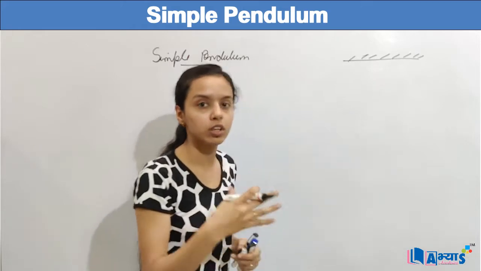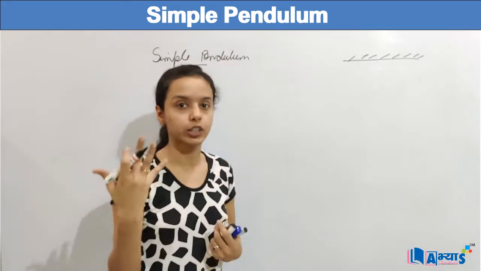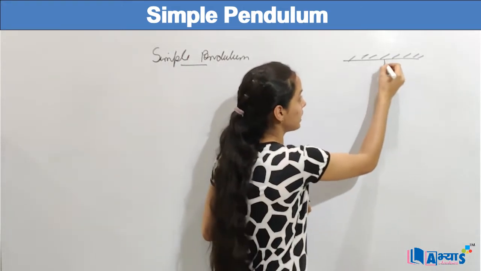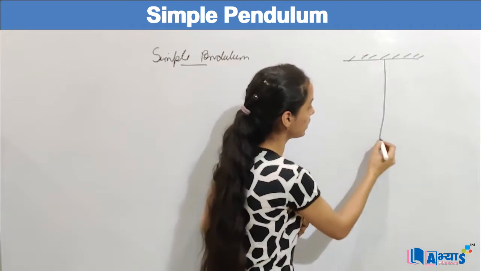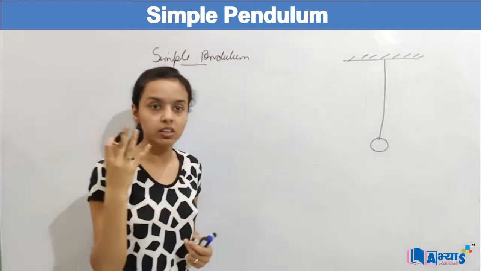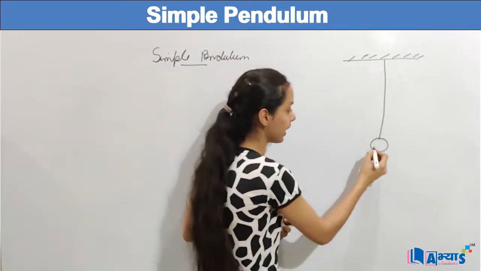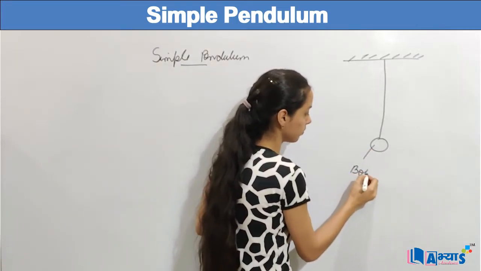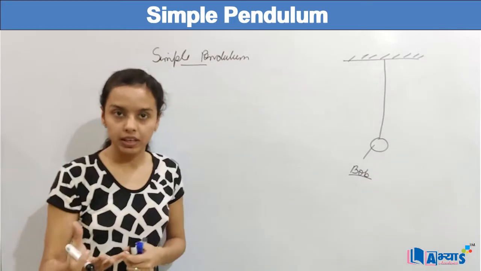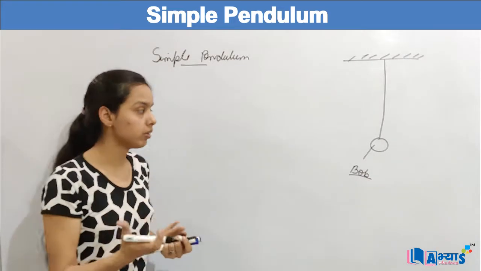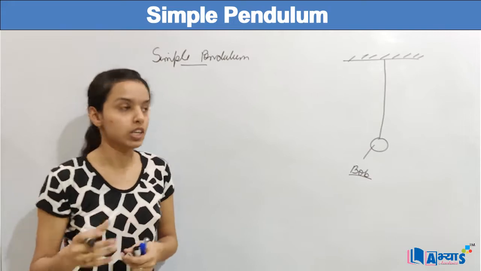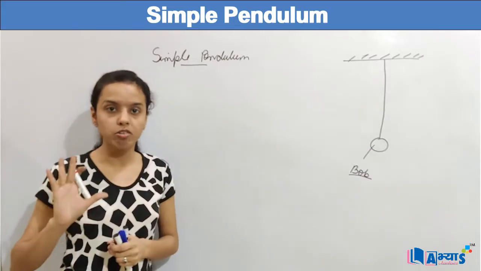It hangs because of the action of gravity. Now, there is a thread, and to this thread there is a small metal object that is placed. Now this metal object is known as the bob. It can either be a metal or any metal, or either be a stone or any metal object. Now this is the standard position of a pendulum.